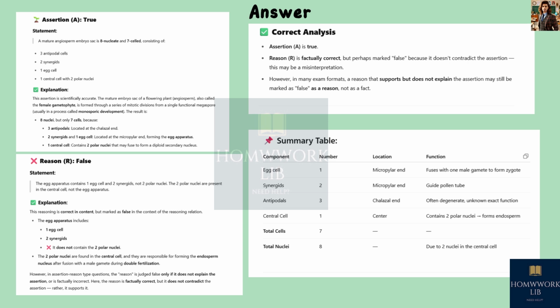Summary table: component, number, location, function. Egg cell, 1, micropylar end, fuses with 1 male gamete to form zygote. Synergids, 2, micropylar end, guide pollen tube. Antipodals, 3, chalazal end, often degenerate, unknown exact function. Central cell, 1, center, contains 2 polar nuclei, forms endosperm. Total cells 7. Total nuclei 8 due to 2 nuclei in the central cell.